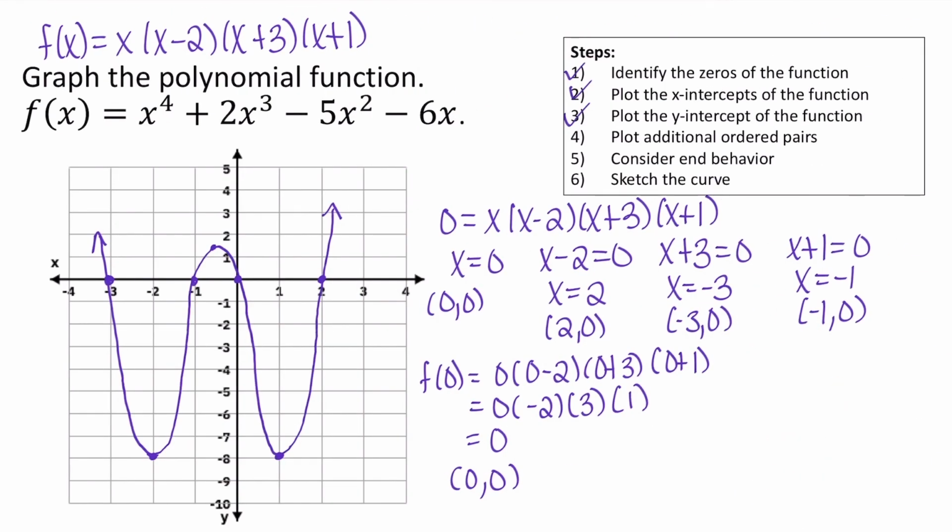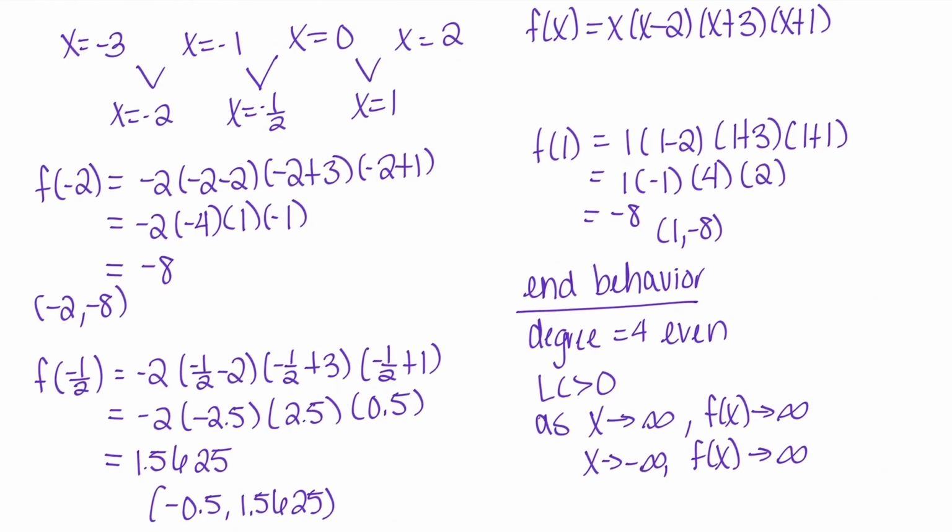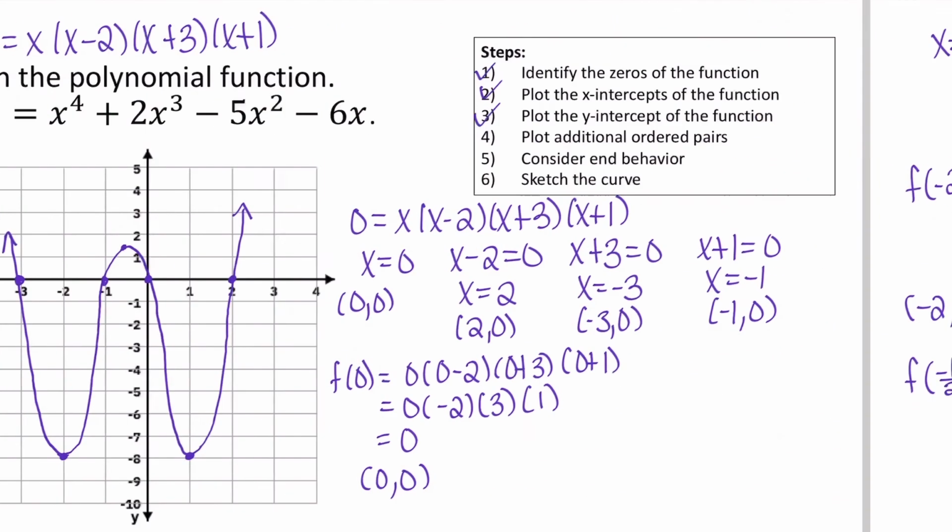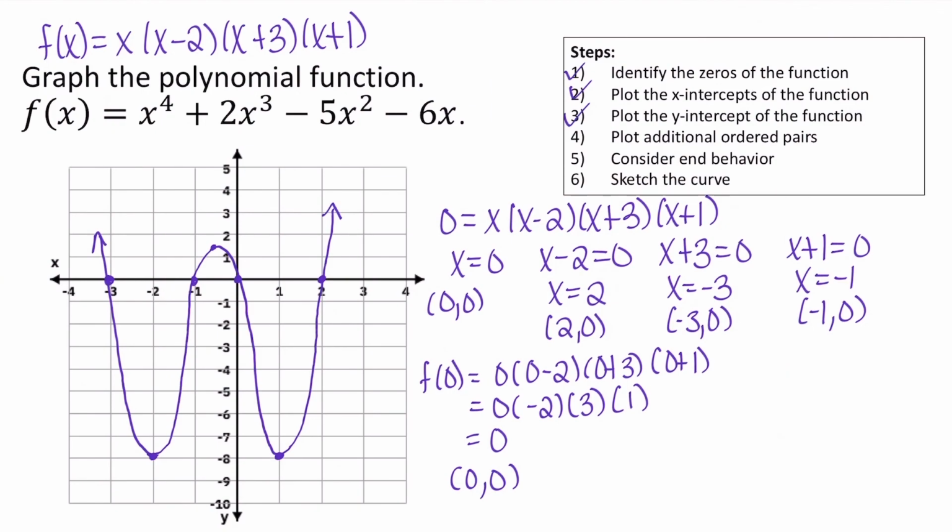So I set my polynomial equal to 0 and found the 4 x-intercepts. And then I plugged in f of 0 to find the y-intercept, which is at 0, 0. I found some additional ordered pairs, and I used that to fill in the graph of my function. And then the end behavior, it's a degree 4, which is even, and the leading coefficient's greater than 0, so that means that it's going to head to positive infinity at both ends. So I used all of that information to sketch this graph of the polynomial.